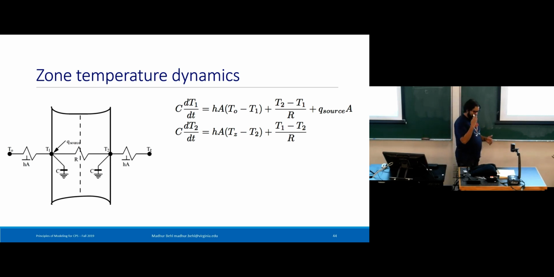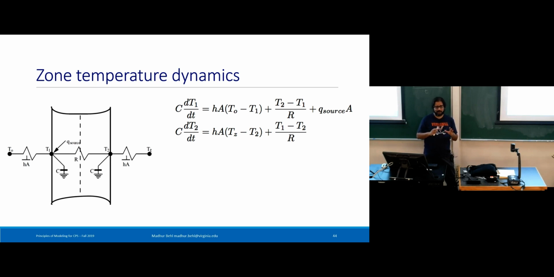So let me pose this question before I show you the answer. In a zone, so in the wall, the capacitance C denotes the thermal mass of the material of construction of the wall. But in a zone, where's that thermal mass coming from? What are some ideas? What would constitute as thermal mass for a zone?